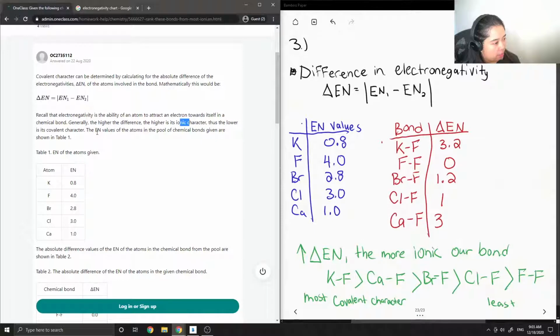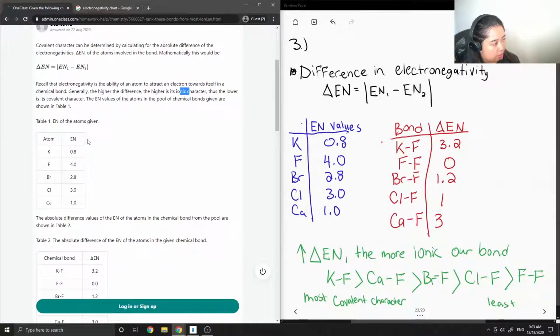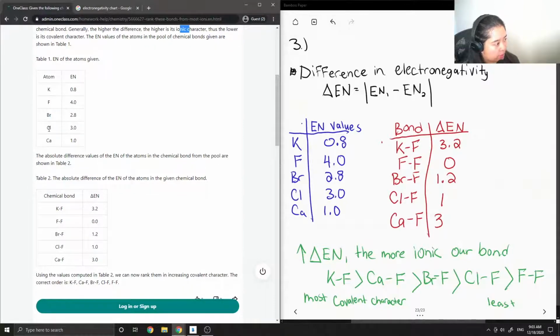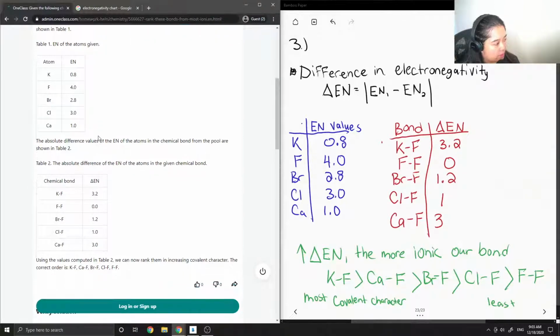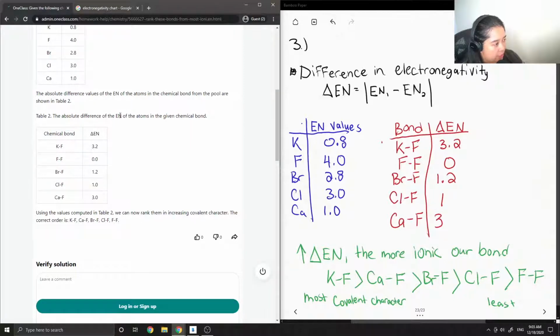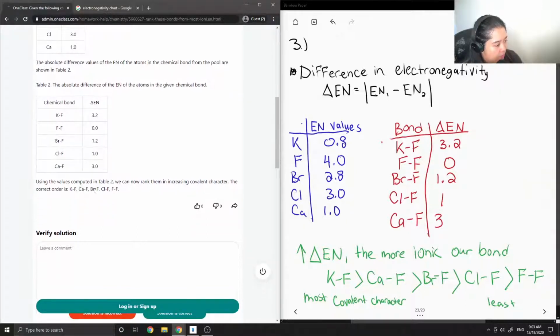The electronegativity values of the atoms in the pool of chemical bonds given are shown in Table 1. So here they also just have the electronegativity values of all of their atoms. And then the absolute difference of the electronegativity of the atoms in the chemical bond from the pool are shown in Table 2. So then they also just have all the differences between them.